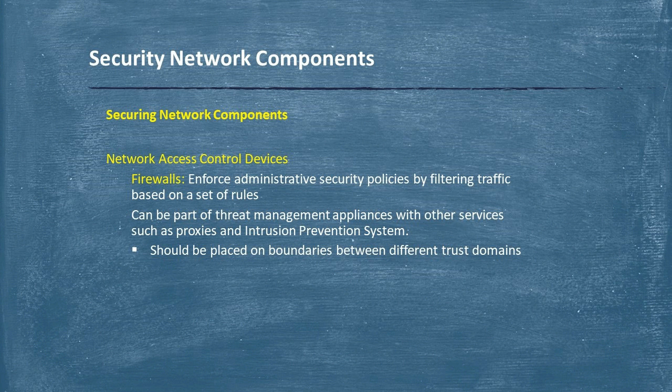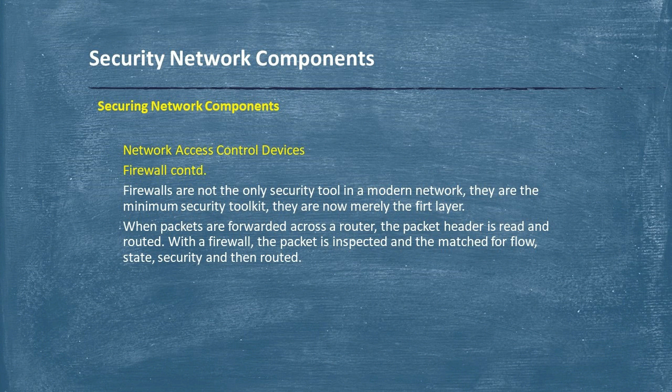Here is one firewall, here is one firewall, here is one firewall. This is intranet, this is extranet, this is outer DMZ, inner DMZ. Firewalls are not the only security tool in a modern network; they are the minimum security toolkit. They are now merely the first layer. It has become a basic requirement, but more advanced protection devices are available.